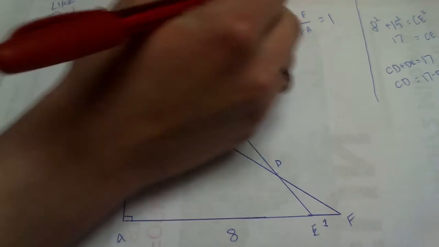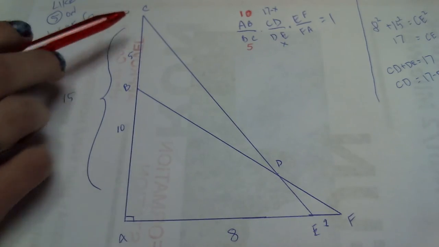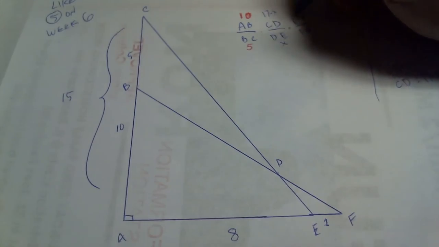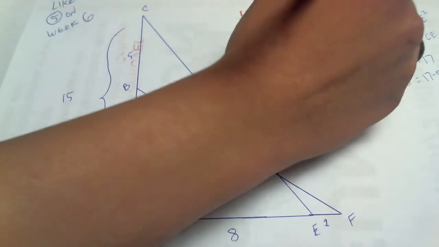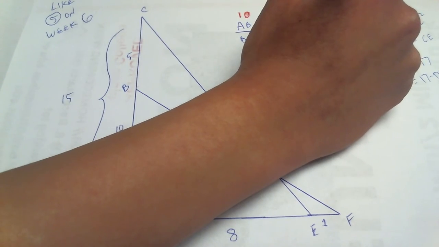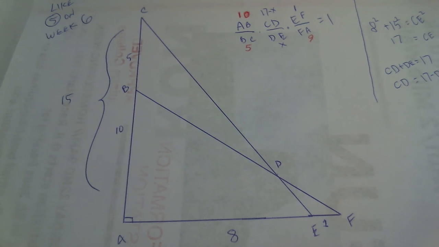Good. B to C is 5. Miss Red strikes again. EF. It's 1. And then FA. Is 9. Nope. Oh, you're right. Oh, good catch. Why are you paying me? I should be paying you. Okay, that makes it a lot clearer.